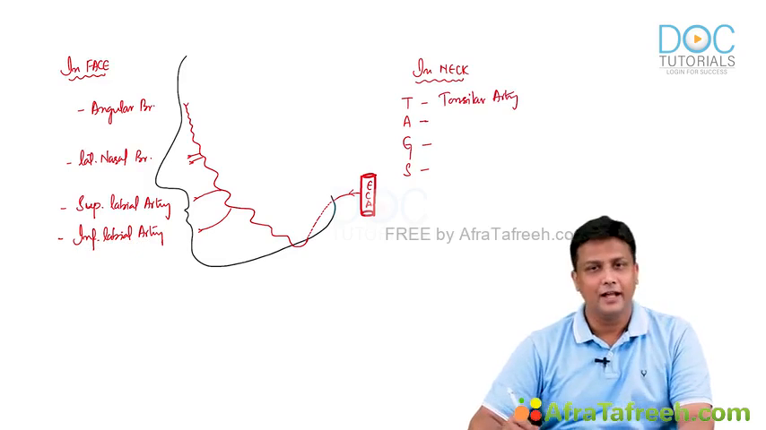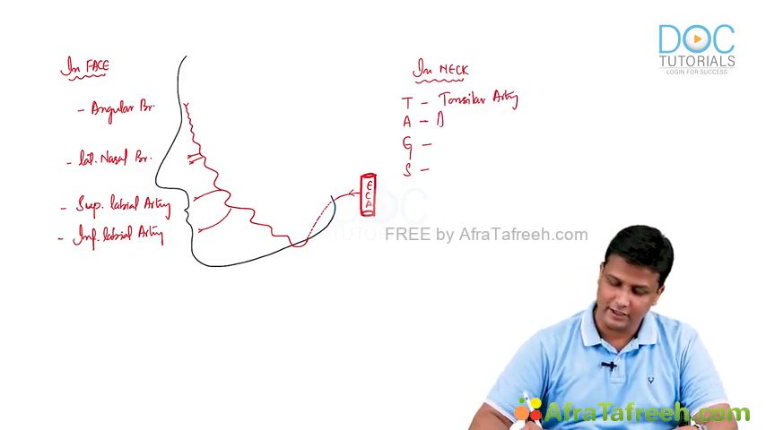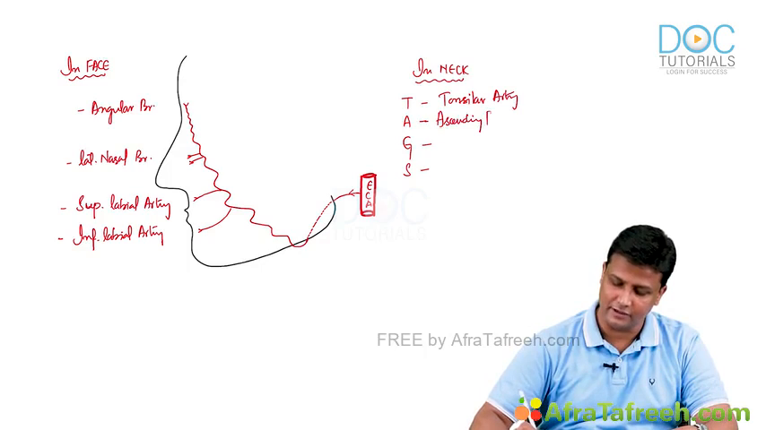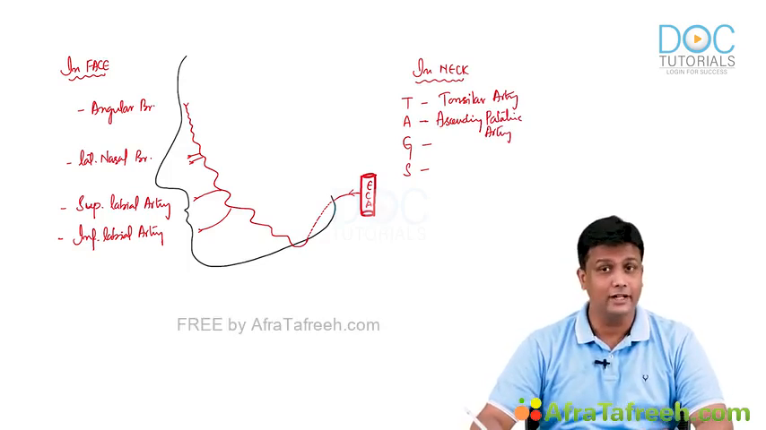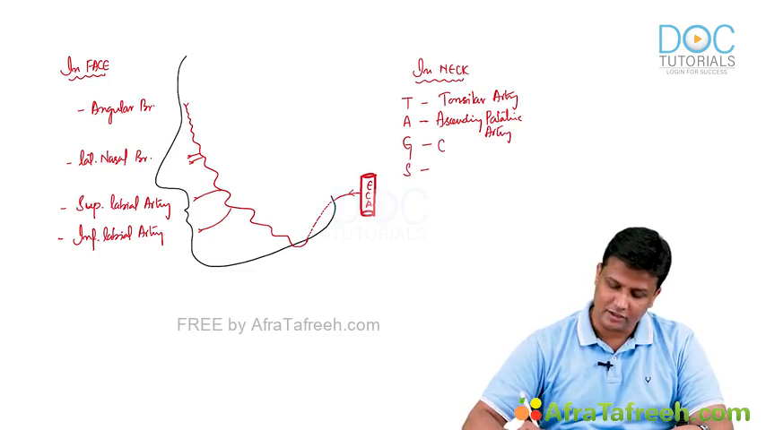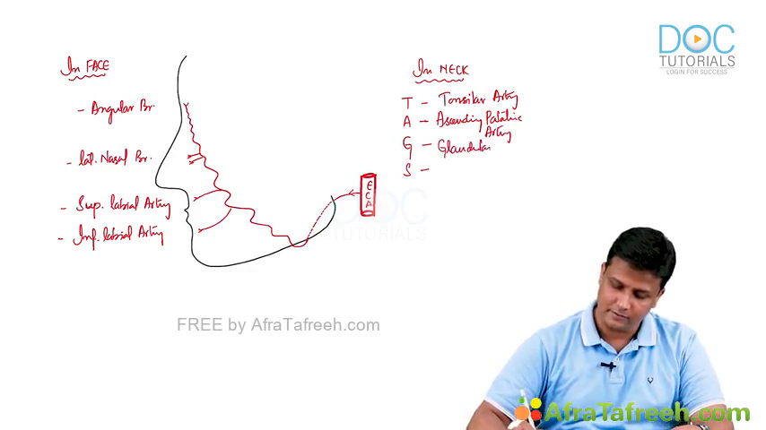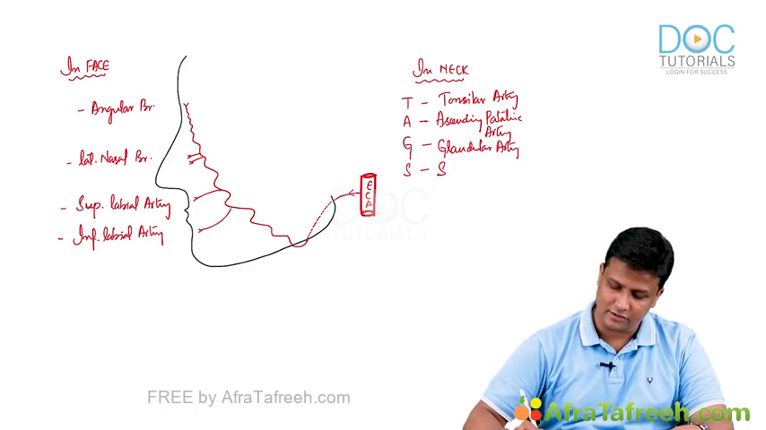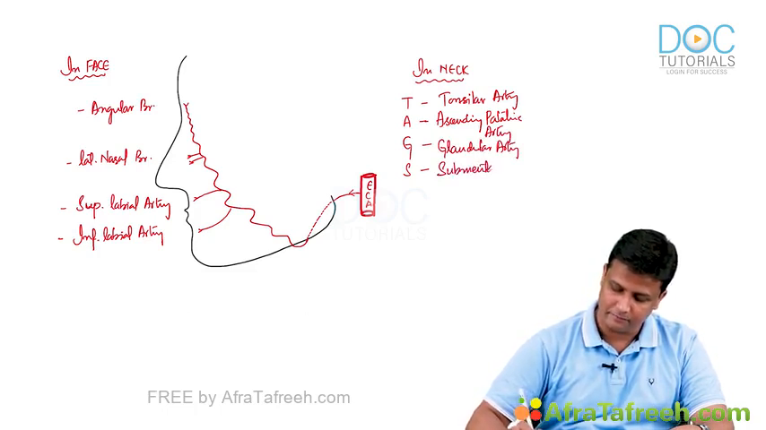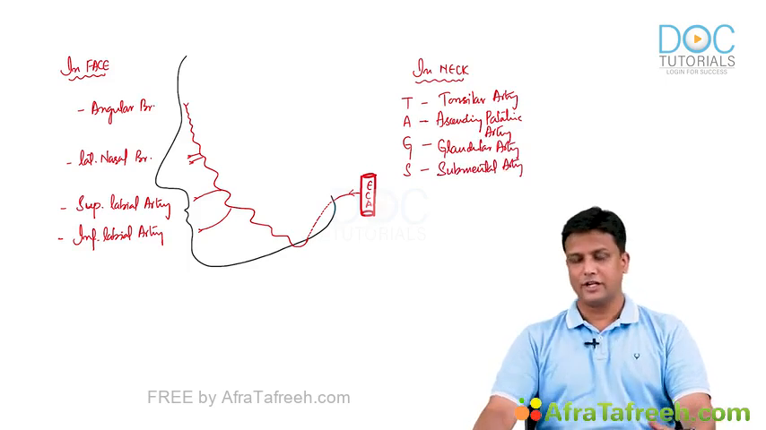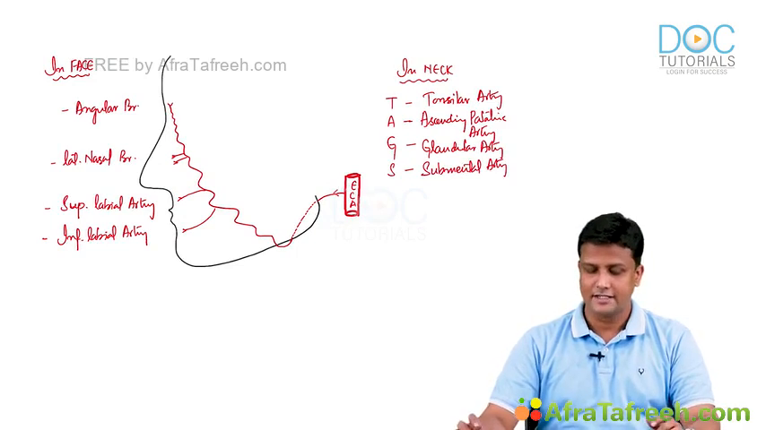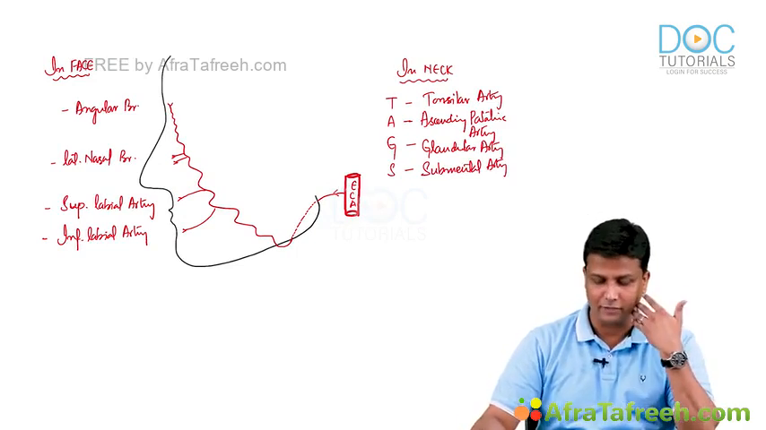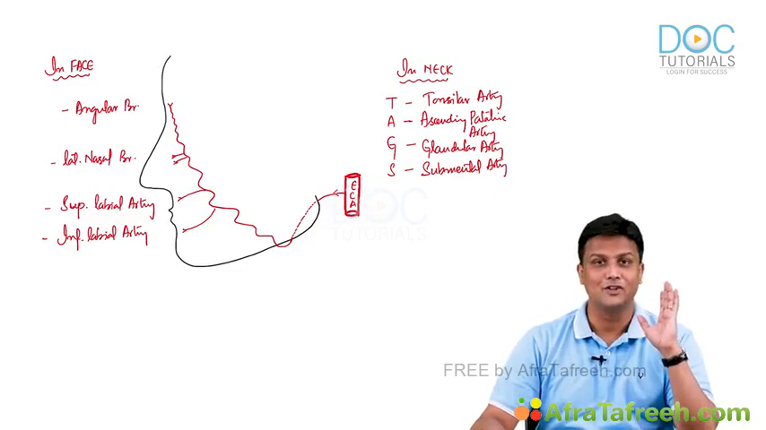Tonsillar artery. And then A stands for ascending. Now be very careful here. It's the ascending palatine artery. Somewhere we have learned about the ascending pharyngeal artery also, but this one here will be the ascending palatine artery. And then G stands for glandular artery, to the glands, and then S stands for submental artery. Submental artery, guys. So T for tonsillar artery, A for ascending palatine artery, G for glandular artery, and S for submental artery. So we are going to tag four branches in the neck region from the facial artery, guys.